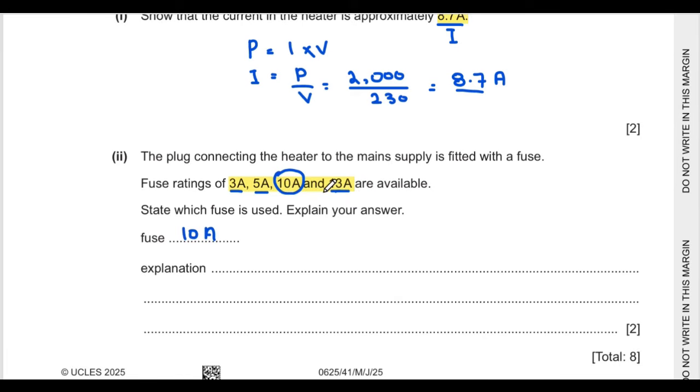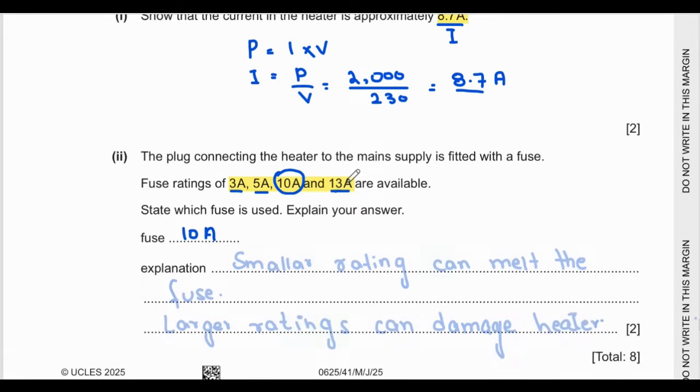And if we use a fuse with a higher value, for example 13 amps, what will happen is that this can let more current pass through it, and eventually if the current increases by some value, this can damage the heater. So a smaller rating can melt the fuse and a larger rating can damage the heater.